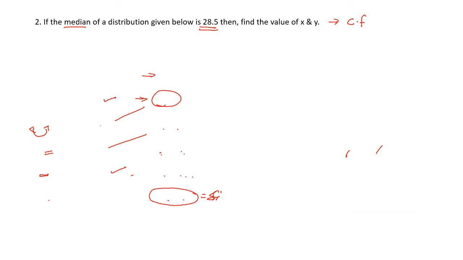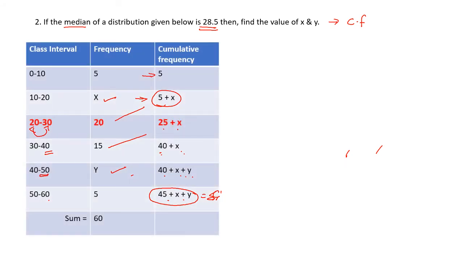The median of the distribution is given as 28.5. Find the value of the unknown frequencies that are given in the form of x and y. Whenever the median is mentioned, first we have to find the cumulative frequency, that is CF, less than type. We have to find the cumulative frequency and apply the formula. So let's see the sum. Here the class interval and the frequency are given, and we have to find x and y.